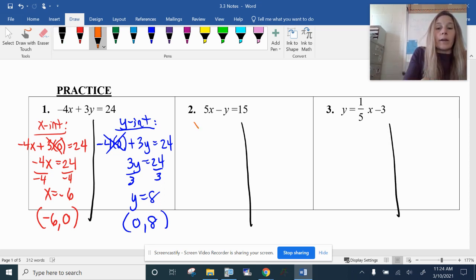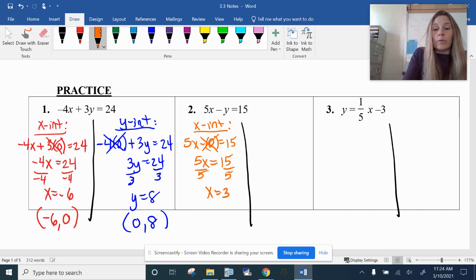Okay, so the next one, finding my x-intercept. I'm going to put 0 in for my y, which of course cancels that portion of the equation out. I'm left with 5x equals 15. I divide by 5, giving me x equals 3. So my x-intercept would be (3, 0).